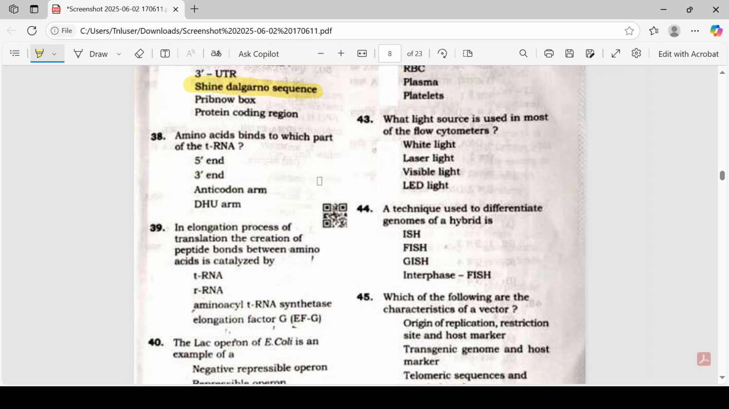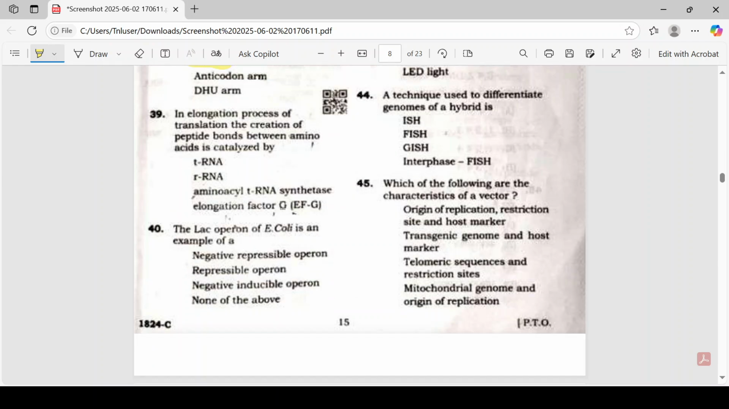Now, amino acids bind to which part of the tRNA? Question number 38, and the correct answer will be the 3 prime end. Okay, now question number 39. In the elongation process of translation, the creation of peptide bonds between amino acids is catalyzed by. Yes, so here the correct answer will be rRNA. Alright, let's now move further ahead.